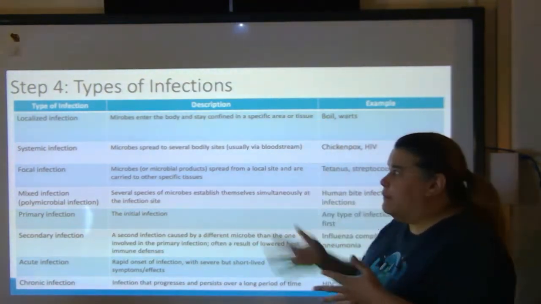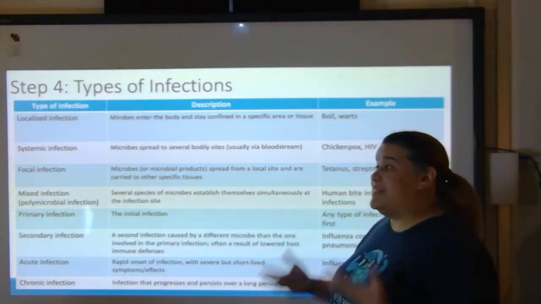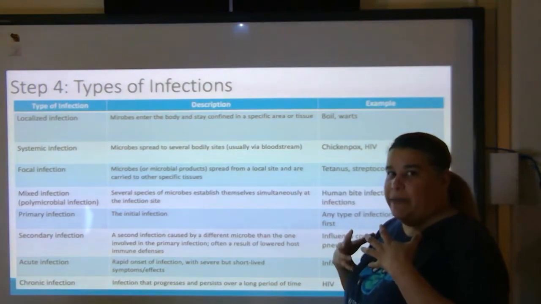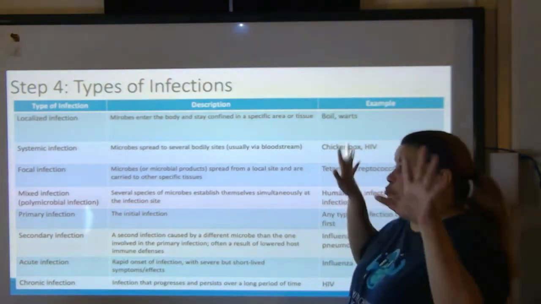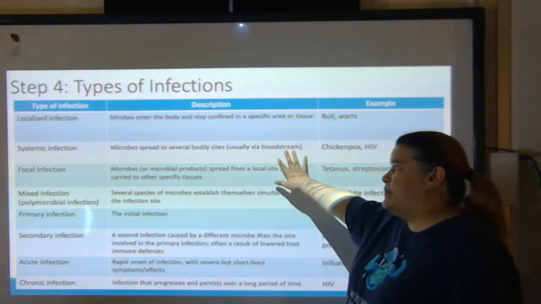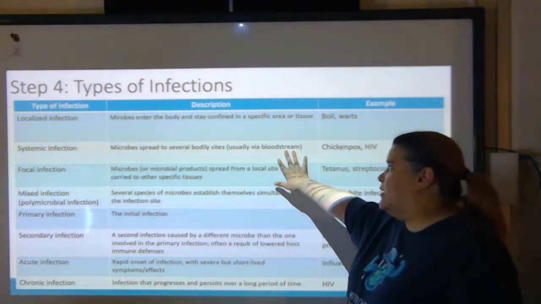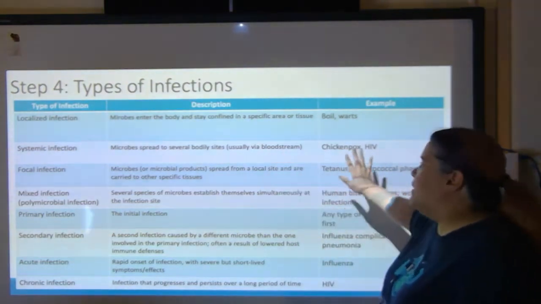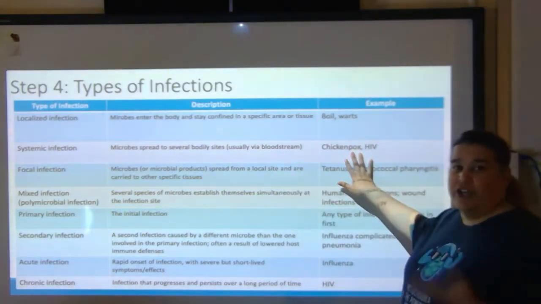That's what that is. A systemic infection means that you've got microbes that come in maybe in one spot, but then they spread to all of your systems. That's why it's systemic. They spread to several bodily sites. Usually they'll do this via the bloodstream. Chickenpox works this way. HIV works this way.